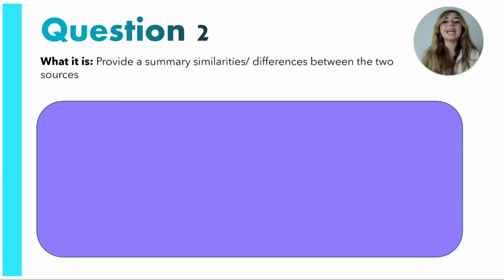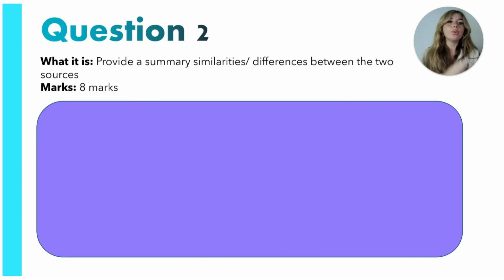Question 2, what it is. It is provide a summary of the similarities or differences between the two sources. Now, really important here, it's a summary. You don't need to give a full synopsis of the whole thing. You're summarizing the similarities or differences, depends what they ask you in the question, right? So it's 8 marks as well.